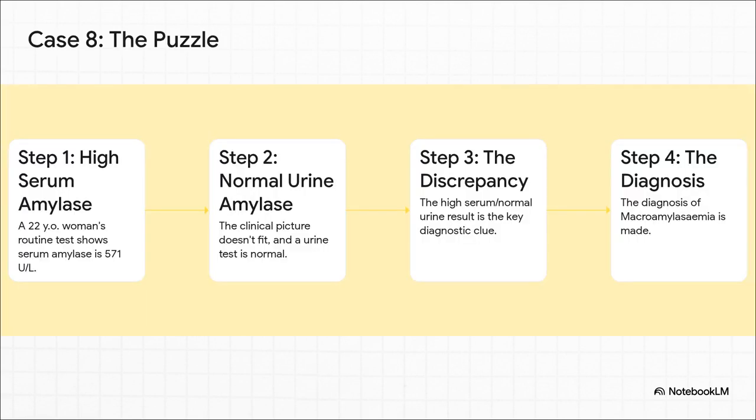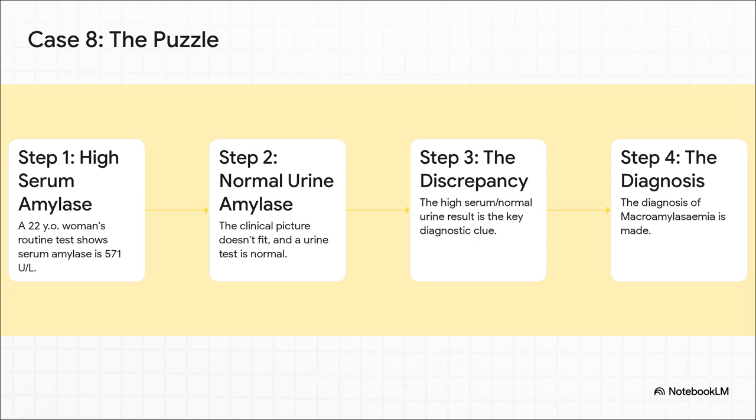Let's finish up with one last diagnostic puzzle. Step 1. A 22-year-old woman gets a routine blood test, and it shows a really high serum amylase of 571. So your first thought is pancreatitis. But step 2, clinically, she has 0 symptoms of pancreatitis. So a follow-up test is done, a urine amylase. Now, amylase is the only enzyme small enough to be filtered by the kidneys, so we'd expect it to be high in the urine too, but hers comes back completely normal.